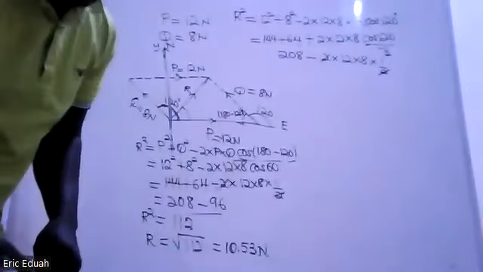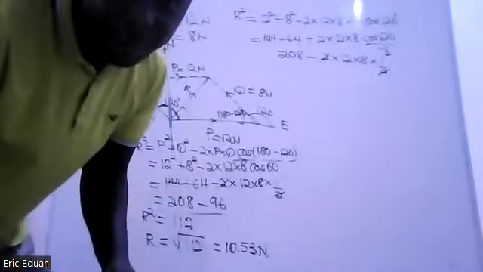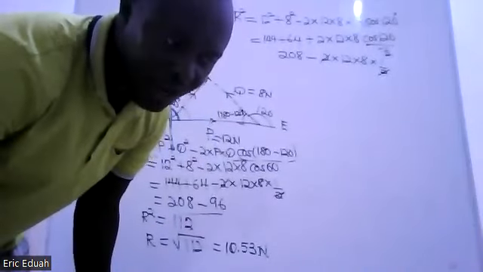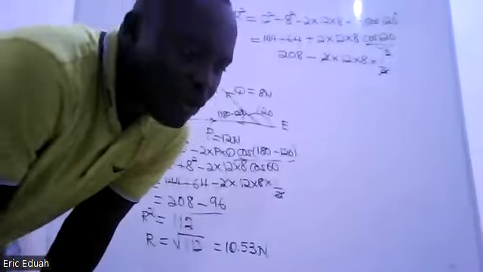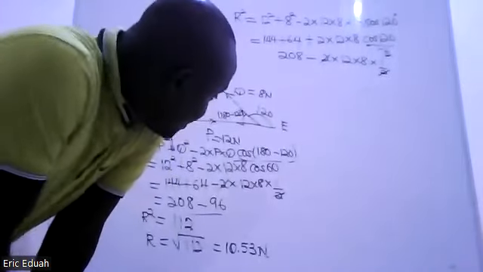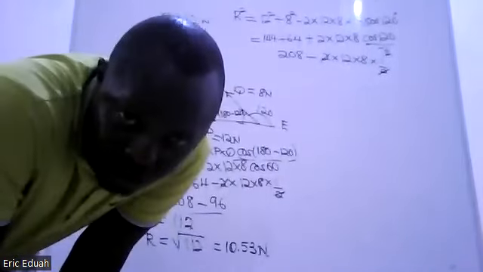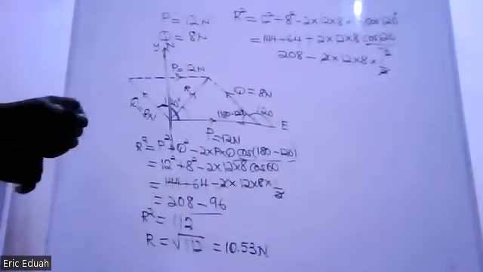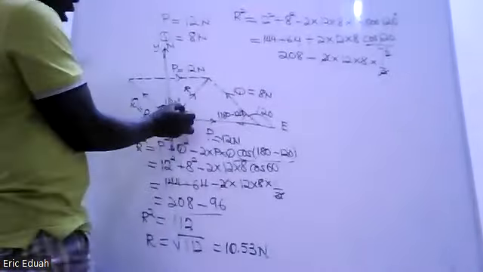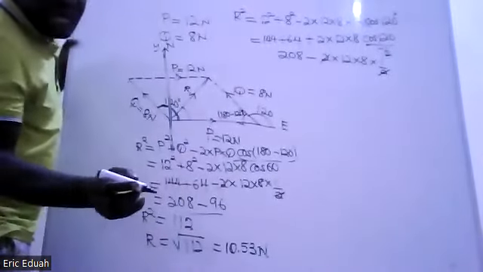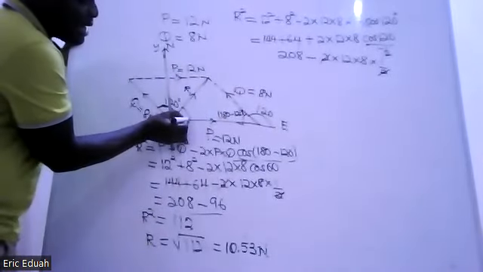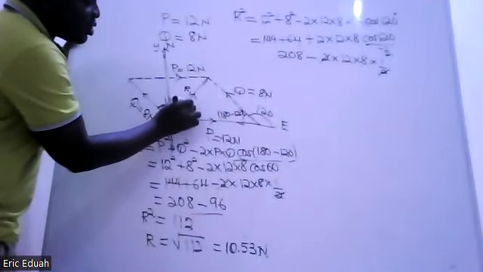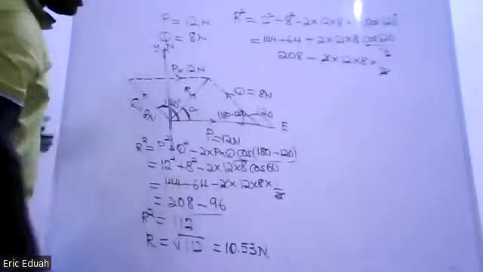But in bearings, angular measurement is always taken from the north. So if it's in bearing, then you always have to determine the direction of the resultant from the north. Let's consider the two different ways. If we are to determine it from the x-axis or east, then I need to determine this angle, alpha.